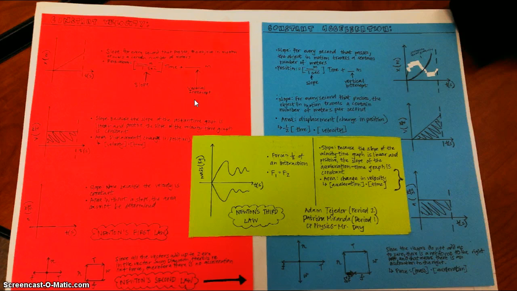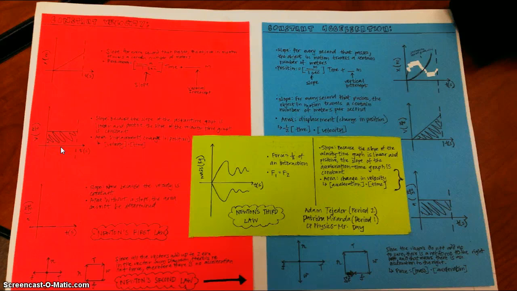For the position, the slope is going to be slanted and positive, and that means for every second that passes, the object in motion travels a certain number of meters. And the equation for that would be right here: position equals some number of meters per second times time, plus the vertical intercept.